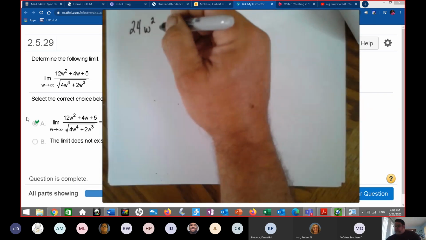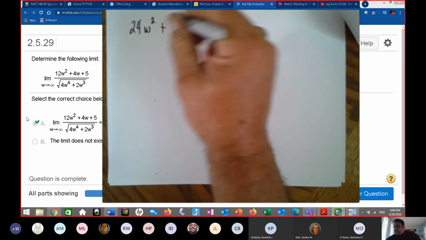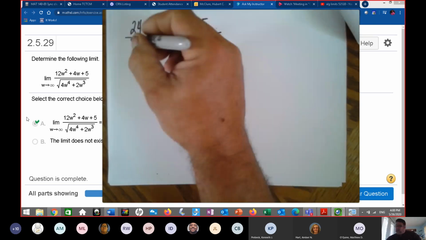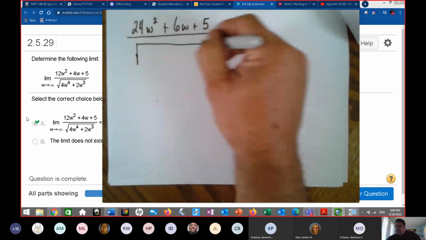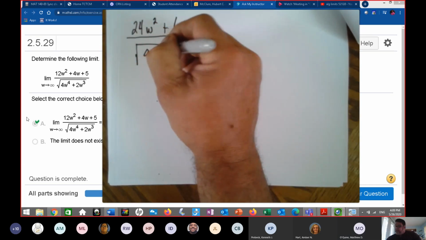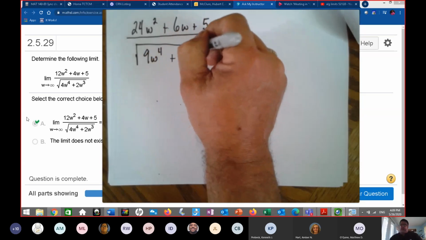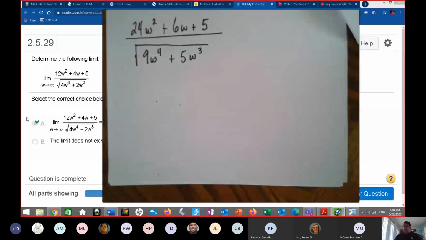2w squared plus 6w plus 5 over the square root of 9w to the 4th plus 5w to the 3rd. All right, I'm going to give y'all a minute to do that. Limit as w approaches infinity.